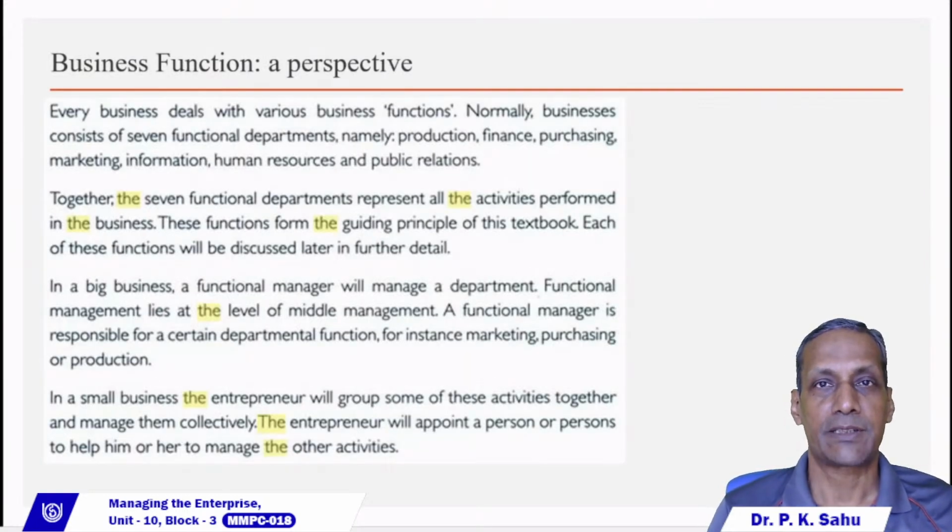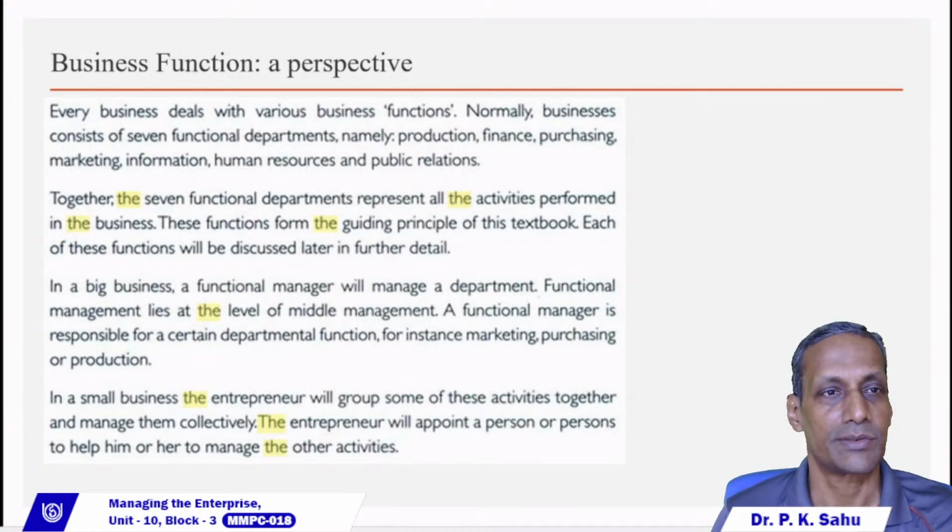Let me give you a perspective of the various business functions just discussed. Every business deals with various business functions. Normally, a business consists of 7 functional departments, but that can vary according to the size and all the factors that I just enumerated. Production can be a function, finance, purchasing, marketing, information technology, human resource, public relations; all these can be the business functions in a particular business.